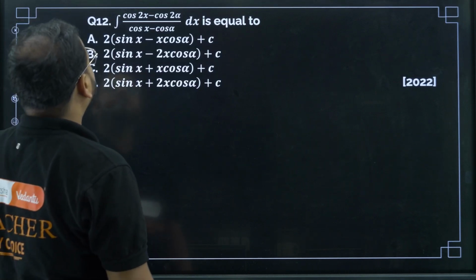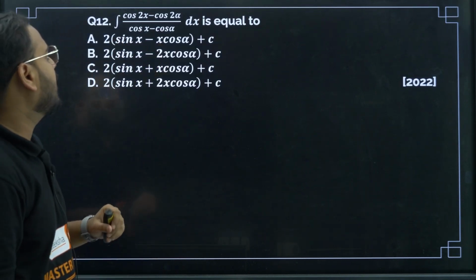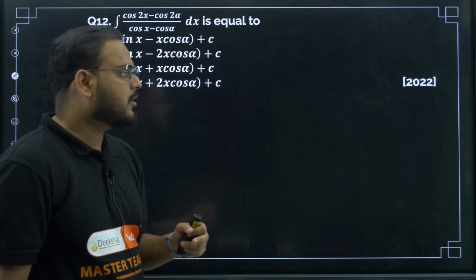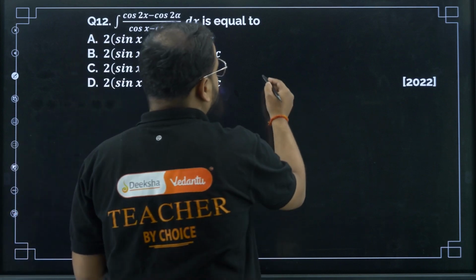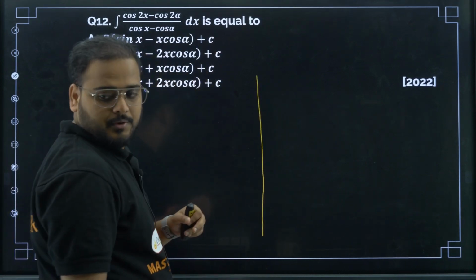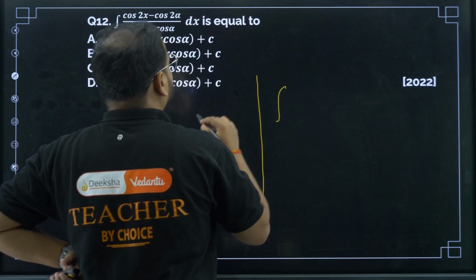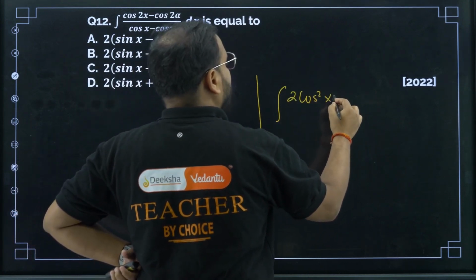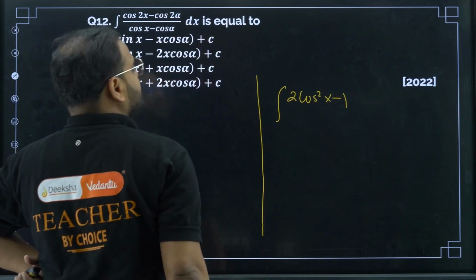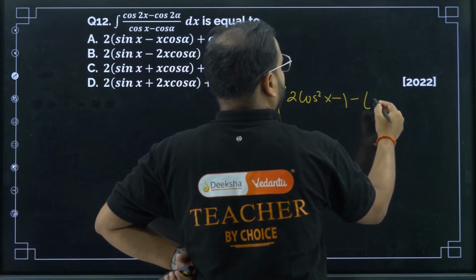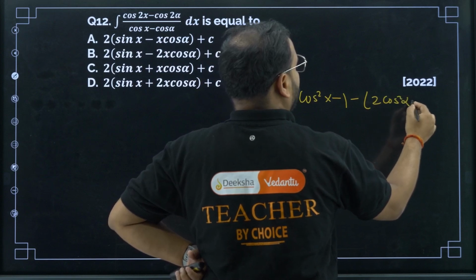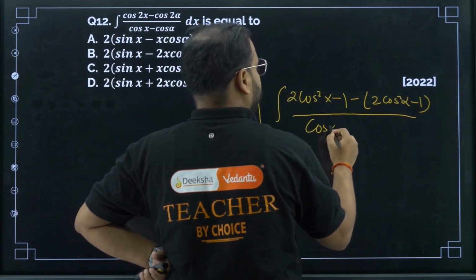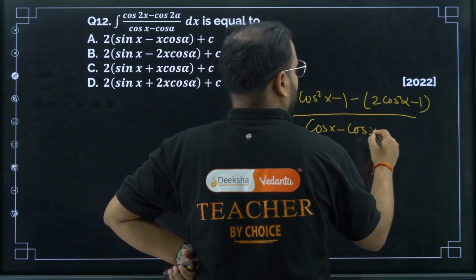If you look at this, integral of cos 2x minus cos 2 alpha upon cos x minus cos alpha. Simple question, because you can see cos 2x is there, we can use the formula of cos 2 theta. If I write the integration again, cos 2x will become 2 cos square x minus 1, and same I can do for cos 2 alpha. There is a minus sign, so minus 2 cos square alpha minus 1, whole thing divided by cos x minus cos alpha.